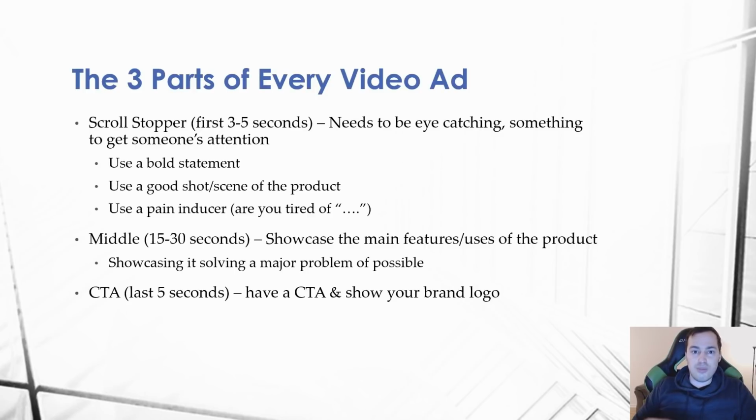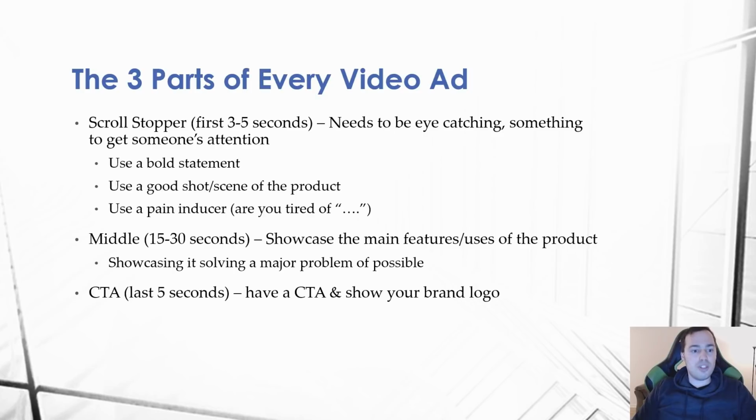So essentially there's going to be three main parts to every video ad. The first part is going to be a scroll stopper. The first 3 to 5 seconds needs to be really eye-catching and get someone's attention, because when people are scrolling through their social media, be it Facebook or Instagram, they're not on there with the intent to buy stuff. They're on there with the intent to mingle and waste time and read a bunch of random stuff on Facebook. So what we need to do is create something really eye-catching that's going to make them say, hey, I want to check out this product.